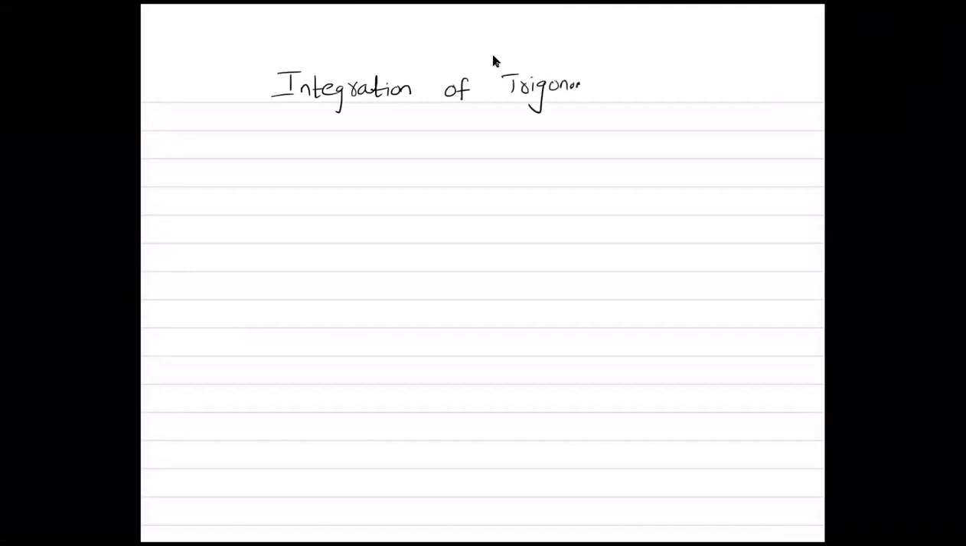Alright, so in today's class, we are going to discuss integration of trigonometric functions. Do you remember the differentiation of all the trigonometric functions?